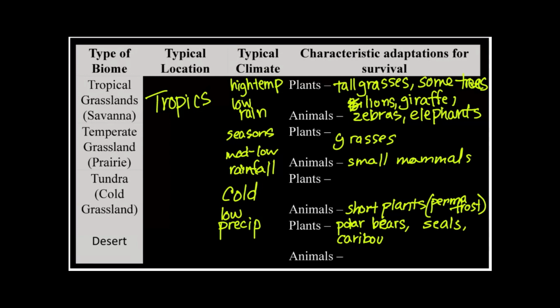And then the desert. We have 3 different types of deserts. We can have a tropical desert, we can have a temperate desert, and we can have a polar desert. But basically, they're all dry. The only difference is really the temperature.